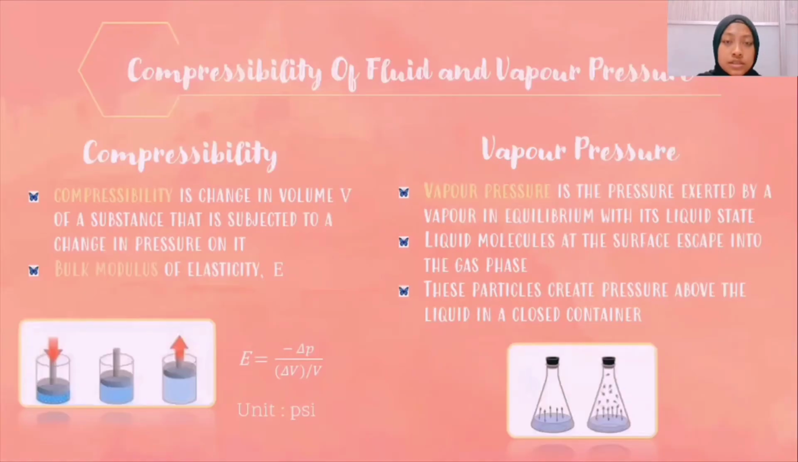Next is compressibility of fluid and vapor pressure. Compressibility is the change in volume, V, of a substance that is subjected to a change in pressure on it. The usual quantity used to measure this phenomenon is the bulk modulus of elasticity, E. So the formula is bulk modulus equals negative delta pressure over delta V per V. And the unit for bulk modulus is PSI.